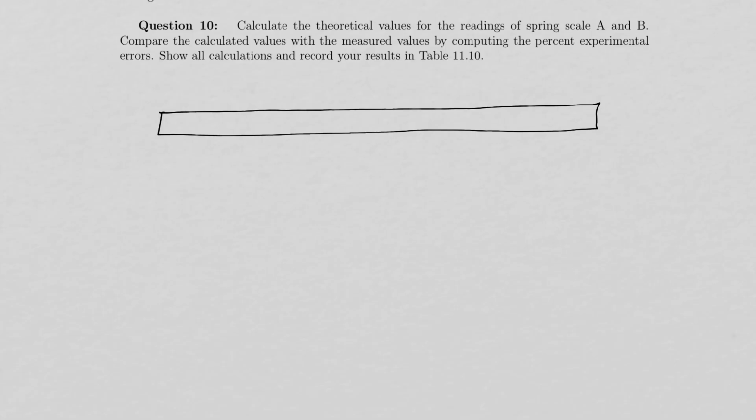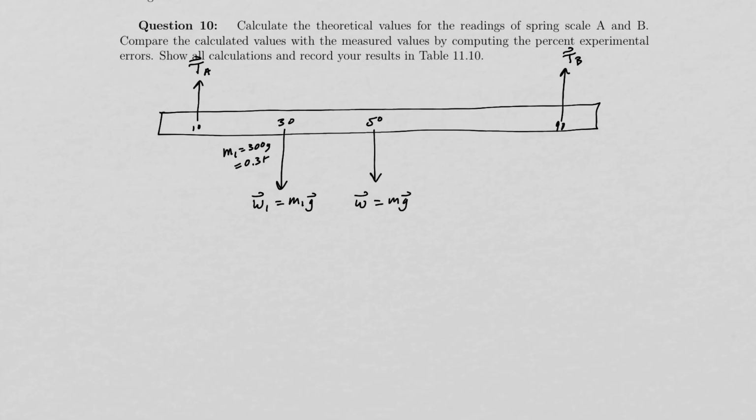And then I have a tension TA. These are really vectors, right? Pulling up at 10. I have a tension TB pulling up at 90. And then at 50, I have the weight of the meter stick. I'll just call it W, which is mg. And then at 30, I have weight 1, which is m1g. And remember, m1 was 300 grams, but we really want kilograms, so I'll just write it as 0.3 kilograms.